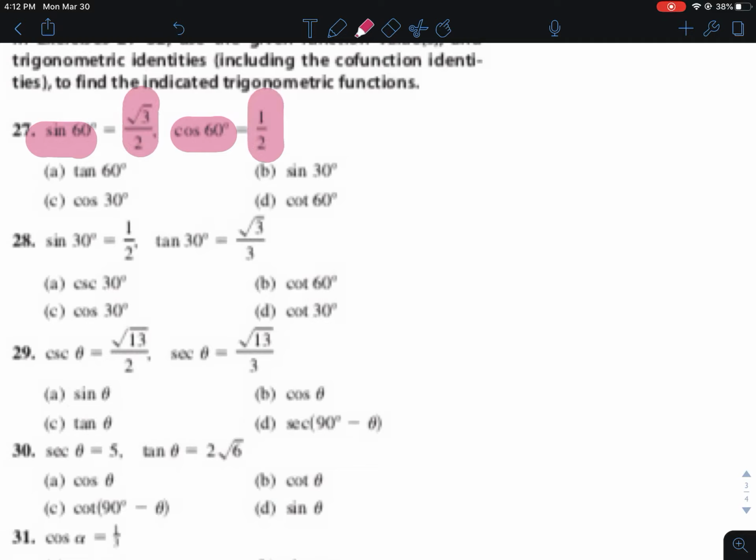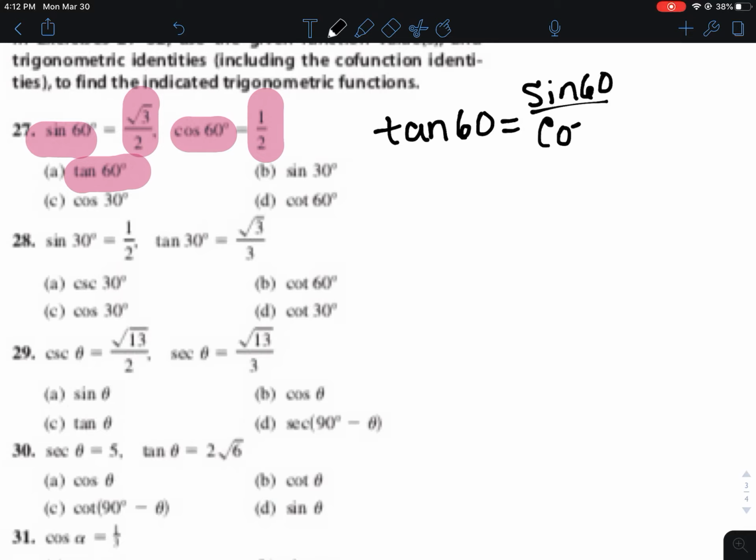The sine of 60 is the square root of 3 over 2, and the cosine of 60 is 1/2. So the first thing they want me to find is the tangent of 60. If I'm going to find the tangent of 60, I know from my trig identities that the tangent is equal to the sine divided by the cosine. And whatever angle they're asking for, you're going to want to use the same angle here when you calculate this, all right?